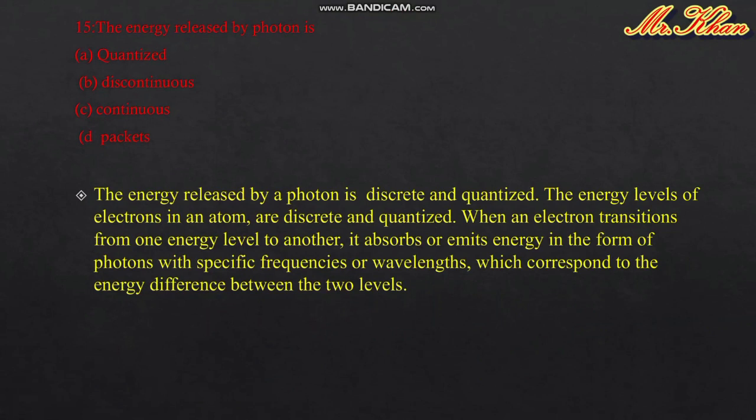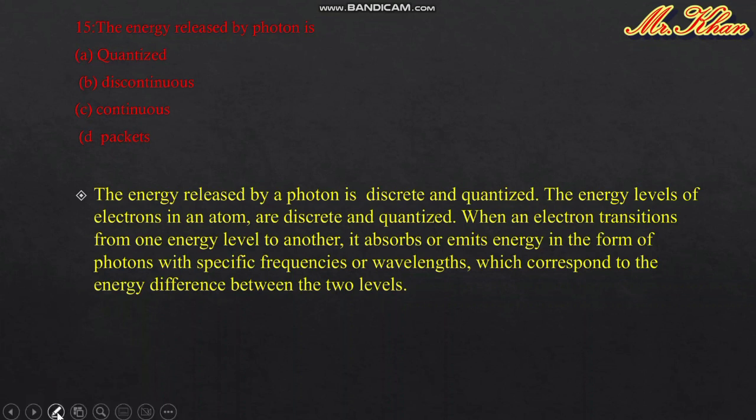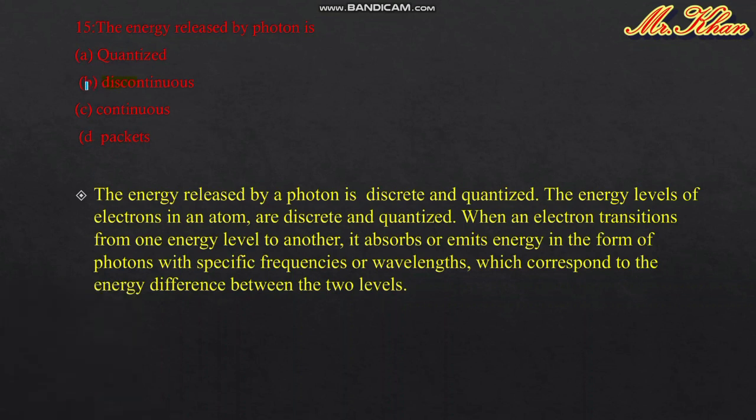Question 14. The energy released by a photon is: A. Quantized, B. Discontinuous, C. Continuous, D. Packets. The energy released by a photon is discrete and quantized. The energy levels of electrons in an atom are discrete and quantized. When an electron transitions from one energy level to another, it absorbs or emits energy in the form of photons with specific frequencies or wavelengths, which correspond to the energy difference between the two levels.